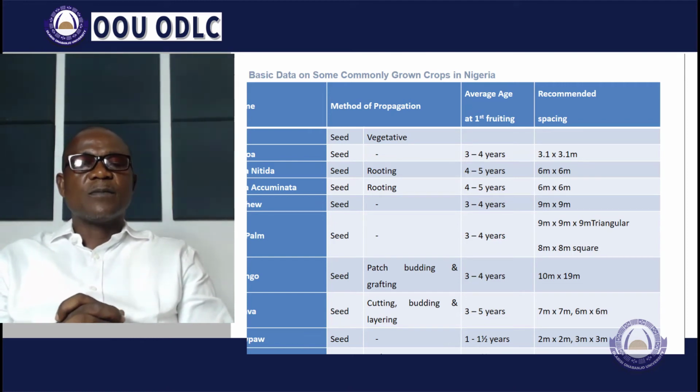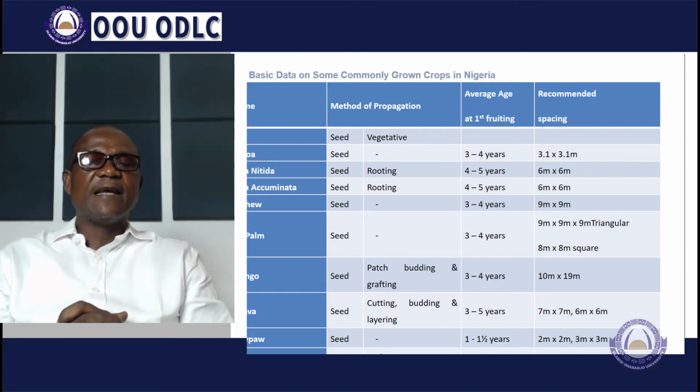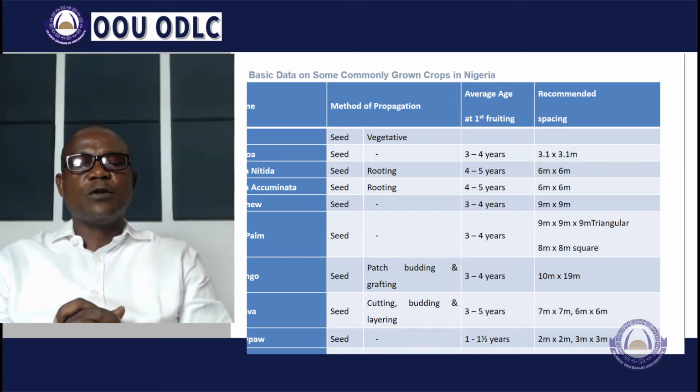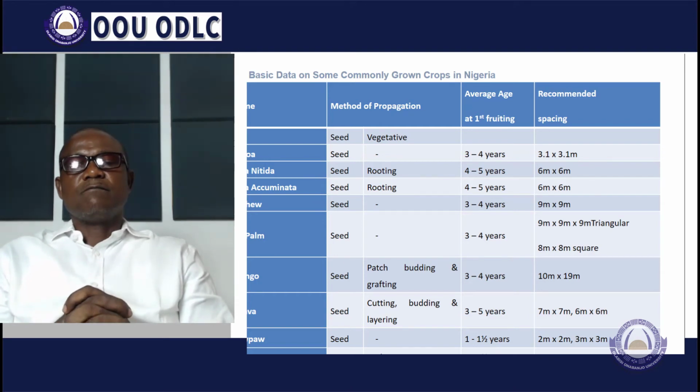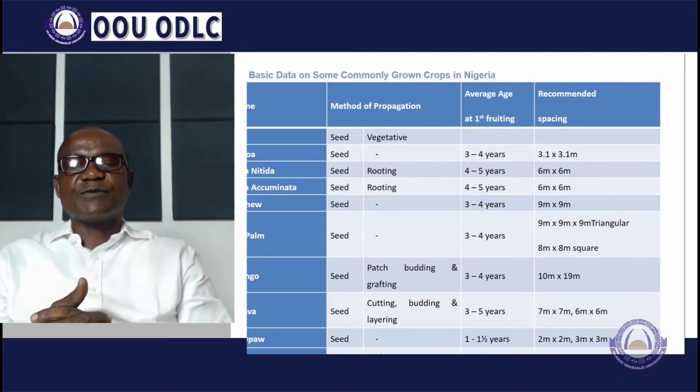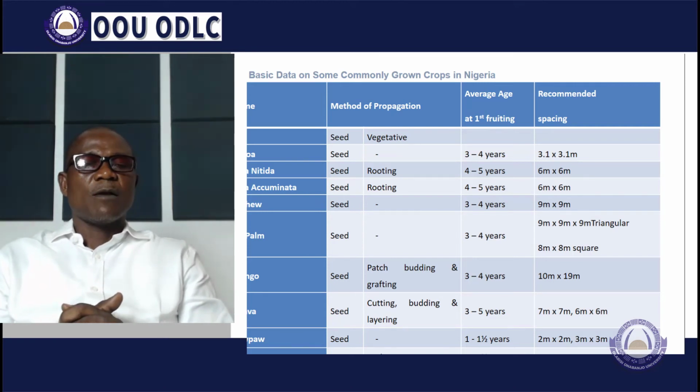Mango is propagated by seed, and it could be propagated vegetatively through patch budding or grafting. Age at first fruiting is 3 to 4 years. Spacing is 10 meters by 10 meters.